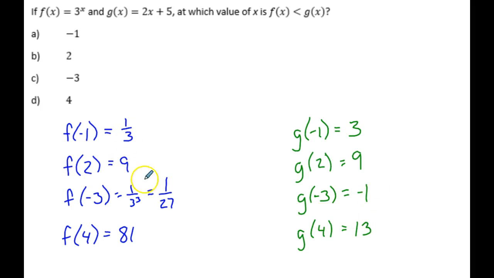Now we have all these function values, and we want to compare for which x value f of x is less than g of x. It turns out to be the first one, for negative 1. We have 1/3, which is less than 3. For an x value of 2, they're both 9, which is equal, so f of x is not less than. 1 over 27 is very small, but it's positive. That is greater than a negative value. And then 81 is obviously greater than 13. So the correct answer in this case is choice A, the x value of negative 1.